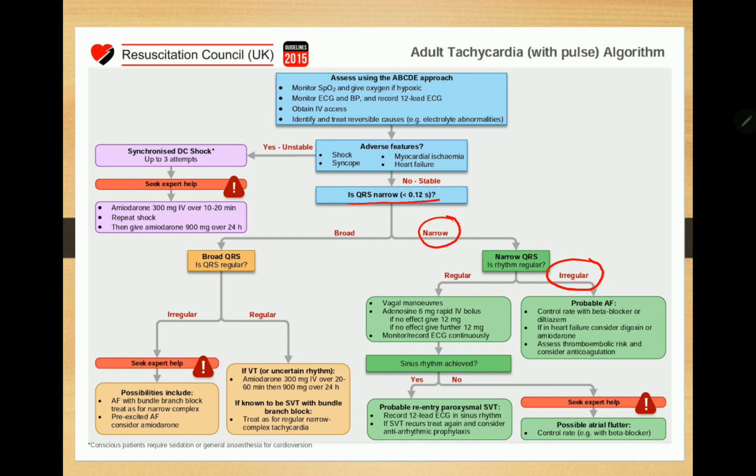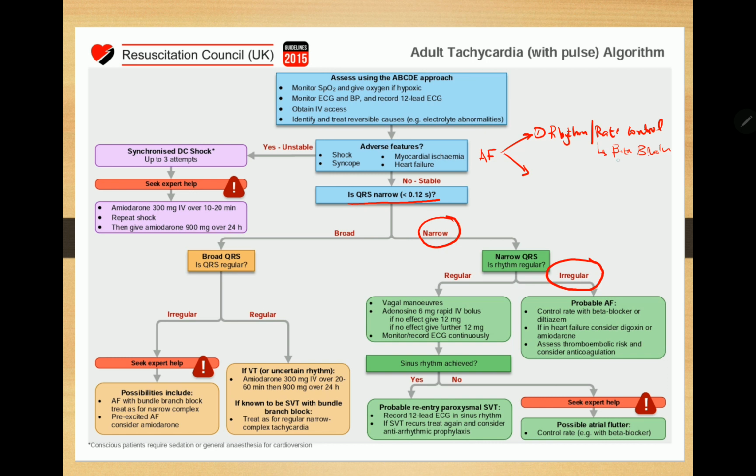So the emergency management points regarding AF is that we need to consider two things: management of the arrhythmia itself, which can be in the form of rhythm control or rate control. Now, which patient should be going for rhythm control or rate control is a separate discussion, but most of them would be suitable for rate control, and in that sense we need to consider beta blockers, which are the first line.